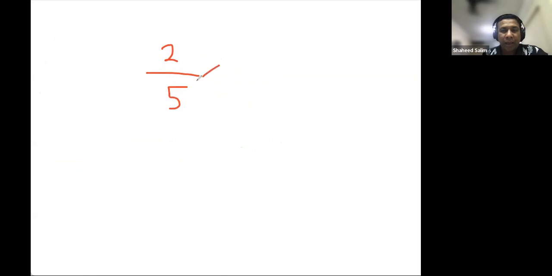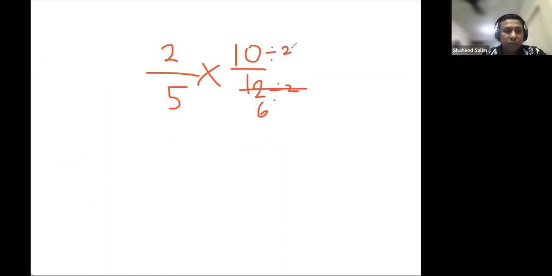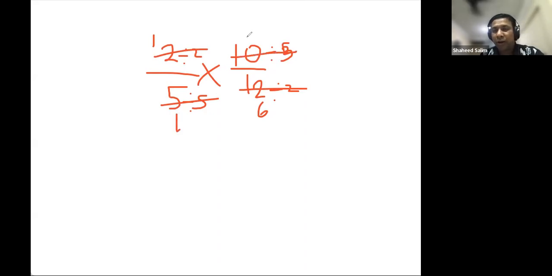2/5 times 10/12. Now, your working is correct. You put divide by 2, and then your answer, you write 6 down here. Very good. This one, you divide by 2. Your answer, you put divide by 5. This one, you divide by 5. This one also, you divide by 5. This one, you divide by 2. So you wrote down here, number 1 is correct. This one, you put number 1 is correct. This one, you put number 2 is correct. So everything is correct already. All you need to do is to times. 1 times 2, answer is 2.